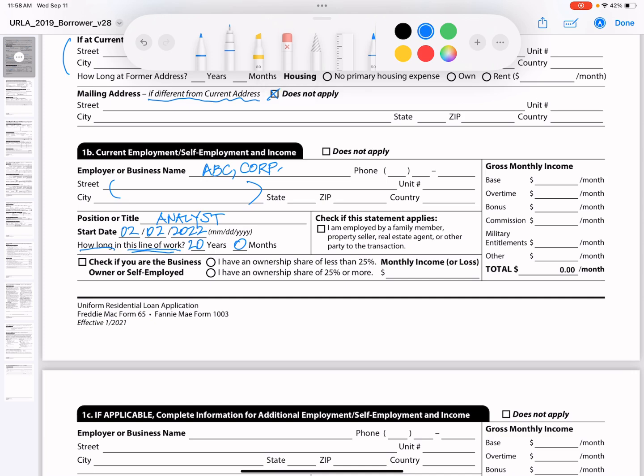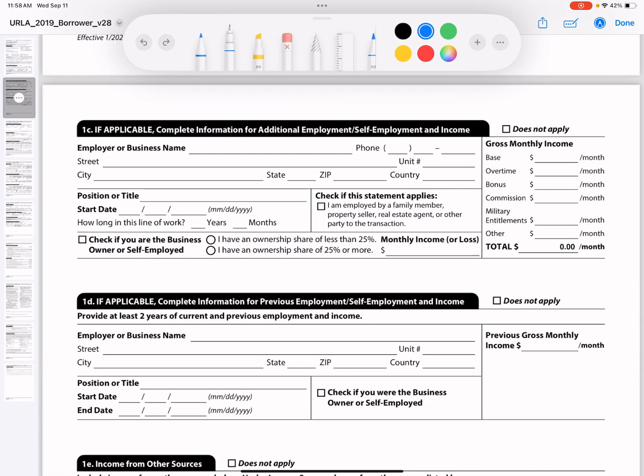This is important. If you are employed by a family member, the seller of a property, the real estate agent, or other party to this transaction, you need to check this box. You need to disclose if you have a relationship with anyone related to this loan transaction. As I mentioned, here you want to put your income. If you're salaried, just divide your annual income by 12 and then put your monthly income here. And that's it.